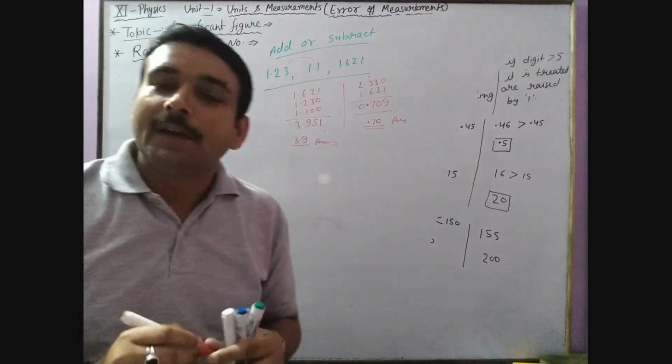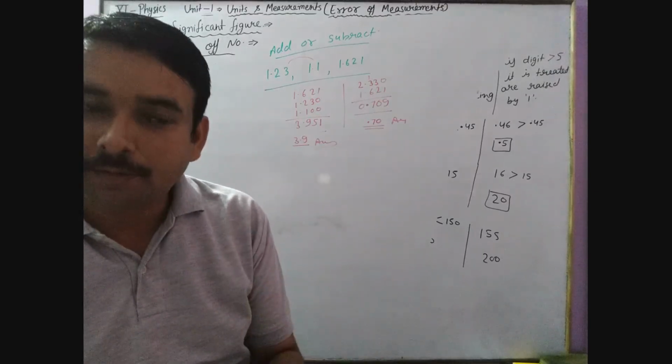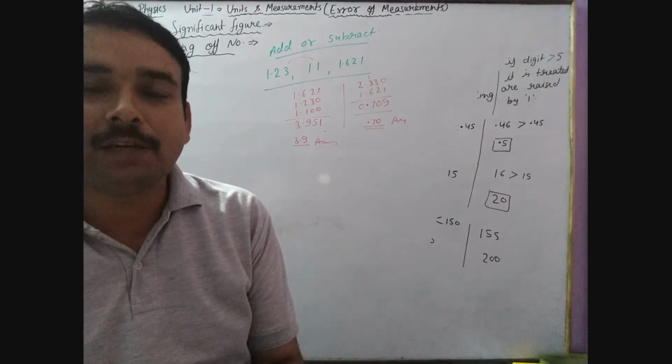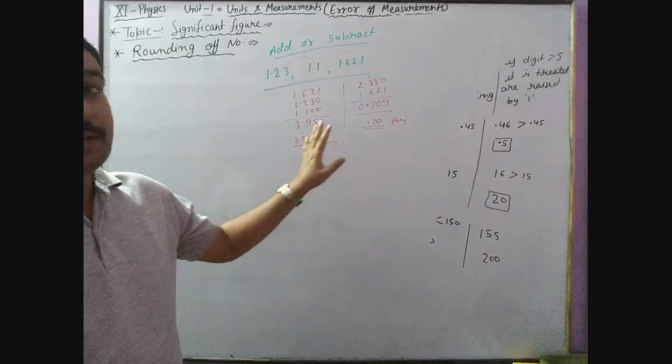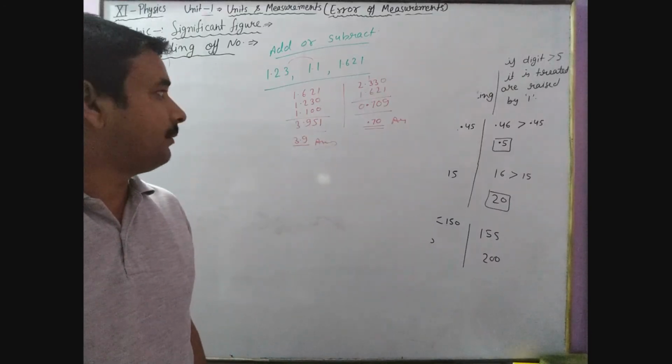Similarly, in multiplication, whatever we get after the multiplication, we give our final result in the minimum decimal with significant figure or minimum significant figure.